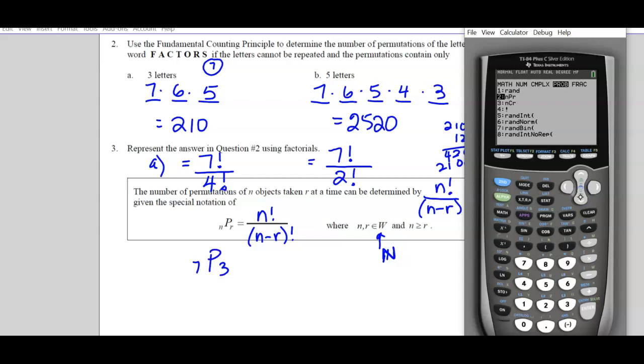Now, if you have a newer version that has the ability to show it as a subscript, then it will flash on that first number, so that would be 7. Cursor to the right, 3. If you have an older version, put in the 7 first. So 7, then go math, probability, nPr, and it will show 7, then nPr, and then you enter in this case 3, and it will give you the same answer.